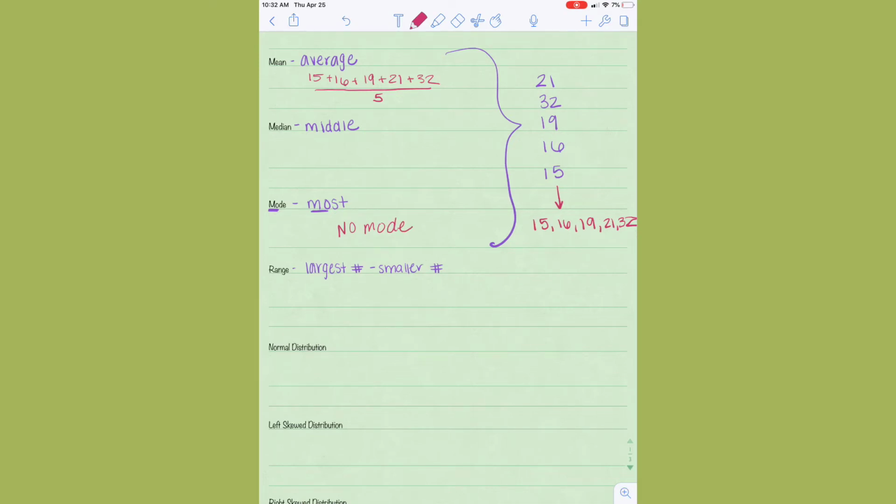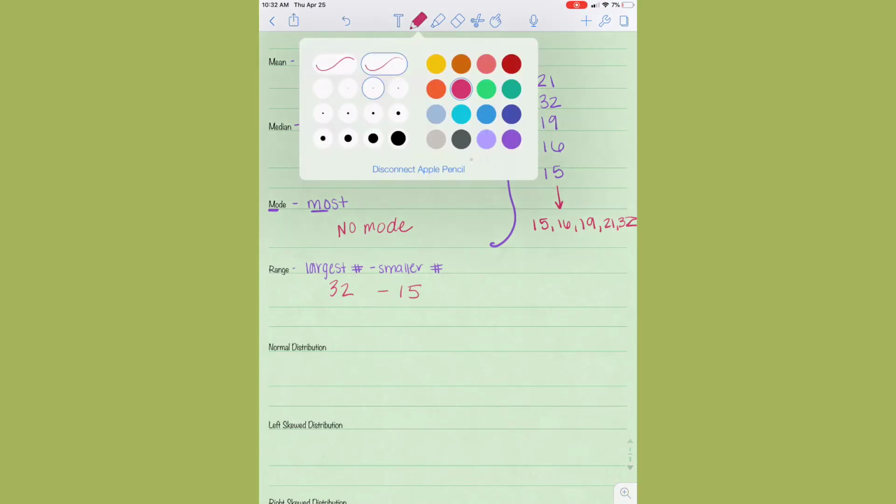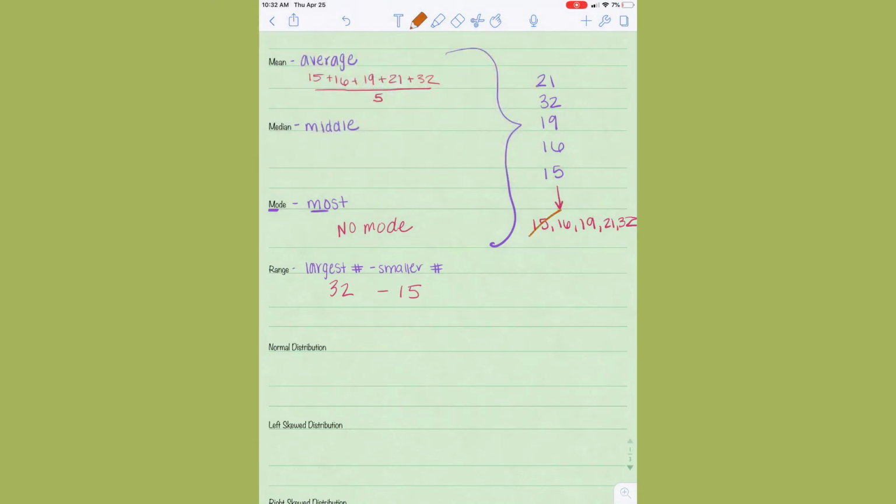If I was going to look for my range, I would do the largest number minus the smaller value and get the answer to that. And then if I want to look for the median, I begin crossing out one number on the left, one on the right, one on the left, one on the right, till I get to my middle value, which is 19. Okay, so that's just a quick overview of your measures of center.